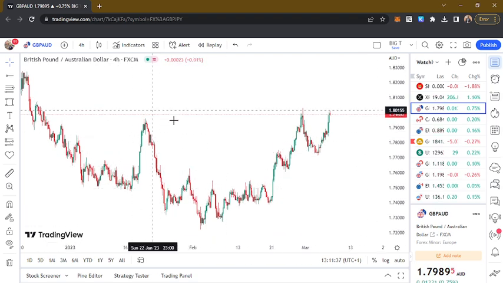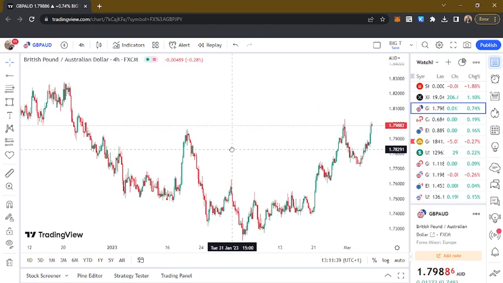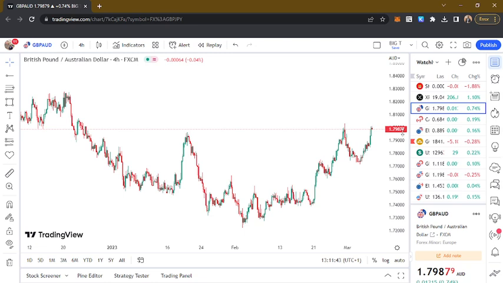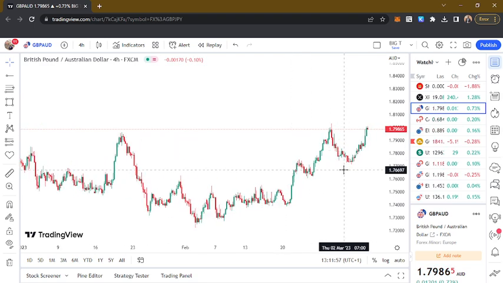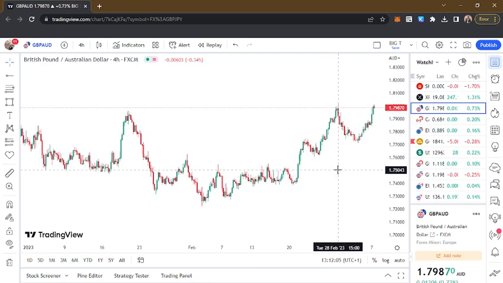So real quick, this is GBP AUD. I'll be showing you guys how you can identify market structure. One key thing to identify while knowing what the market structure is showing you is that you need to look out for higher highs, higher lows, lower highs, and lower lows. And mind you, you use higher highs and higher lows to identify your uptrend, and you also use your lower highs and lower lows to identify your downtrend.